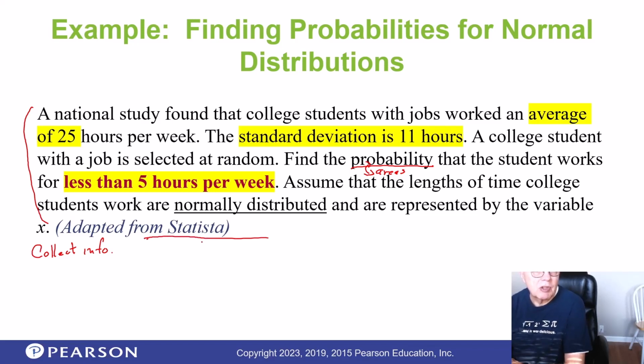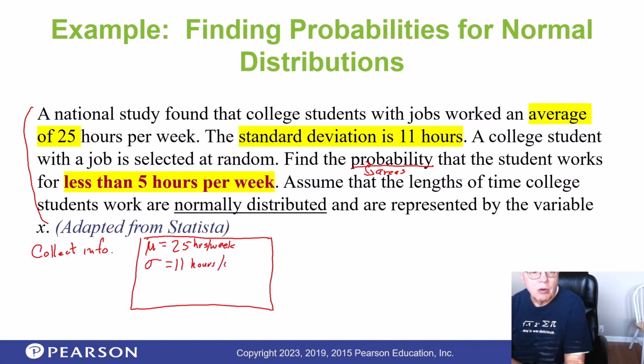So what I do is I create a scratch area for myself, or information area. The first thing I see when I read this is it says a national study found that college students with jobs worked an average, so we're talking about a mean, of 25 hours per week. I want that right in front of me. Then it says the standard deviation is 11 hours. I'm going to put that down here. 11 hours per week.